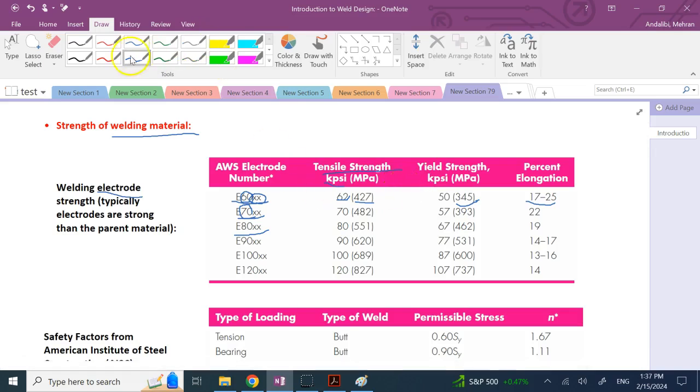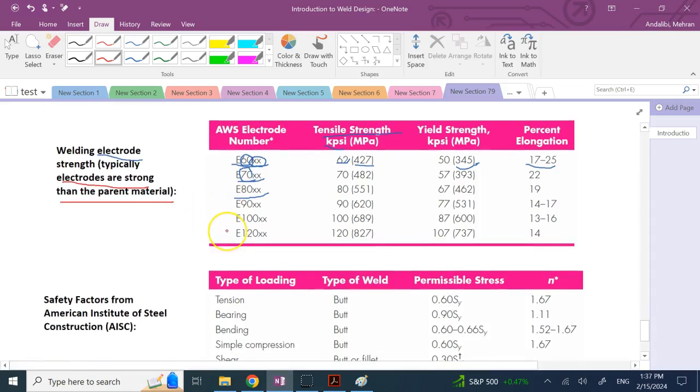One other thing I have to mention is most of the time these electrodes are stronger than the parent material. So most of the time your parent metal can break, but the welding material is not going to break, okay? So keep that in mind specifically for static loading.